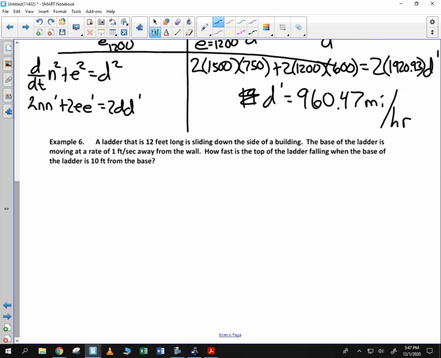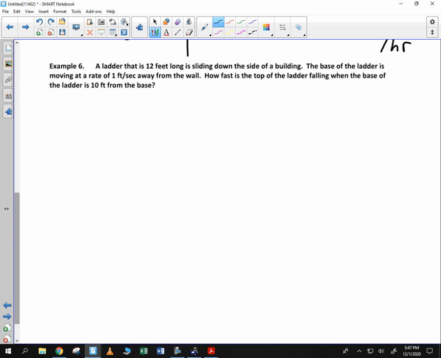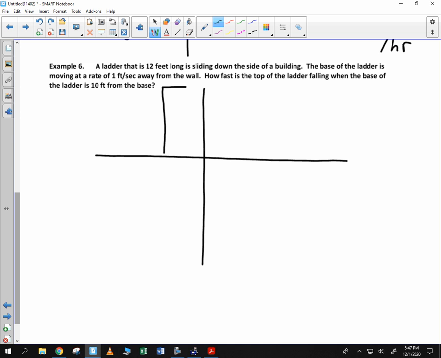The next one's very similar. It says a ladder that's 12 feet long is sliding down the side of a building. So we have this building. We'll put a door here. Whatever, it's more of a window, isn't it? I don't care. A couple windows up here and a door handle. And then we've got this ladder. It's 12 feet long. That doesn't change.